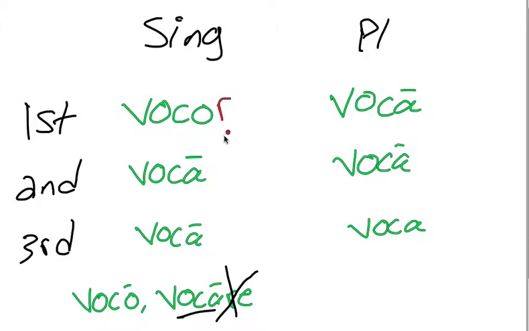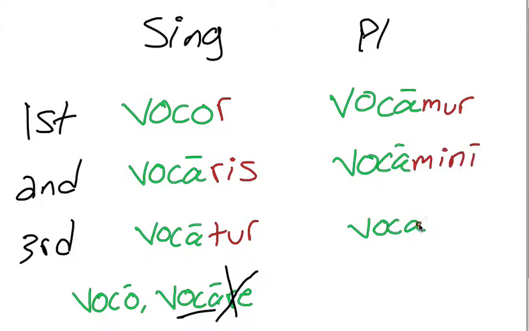Once I have my stem, I'm going to add my passive endings. So r, ris, tur, mur, mini, ntur. And it works the same way for a second conjugation too. So you take the first principal part of the verb and put it in the first person singular and add r, and then you take the stem of the verb, cross off the re from the infinitive, and then add your endings. Ris, tur, mur, mini, ntur.